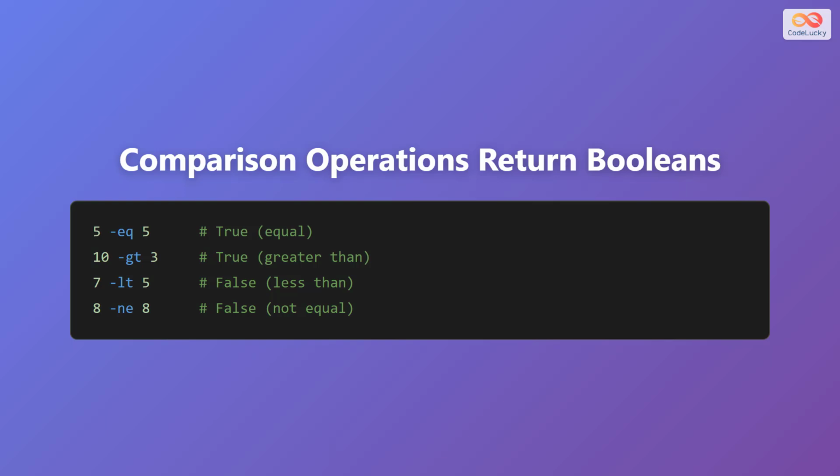Comparison operations in PowerShell automatically return Boolean values. For example, 5 -eq 5 asks if 5 equals 5, which returns true. 10 -gt 3 asks if 10 is greater than 3, which also returns true. 7 -lt 5 asks if 7 is less than 5, which returns false. And 8 -ne 8 asks if 8 is not equal to 8, which returns false. These comparisons are the building blocks of conditional logic.